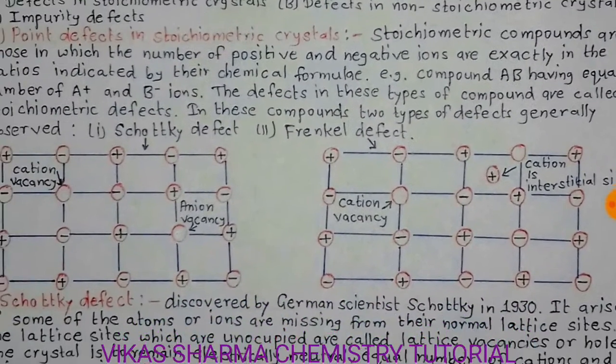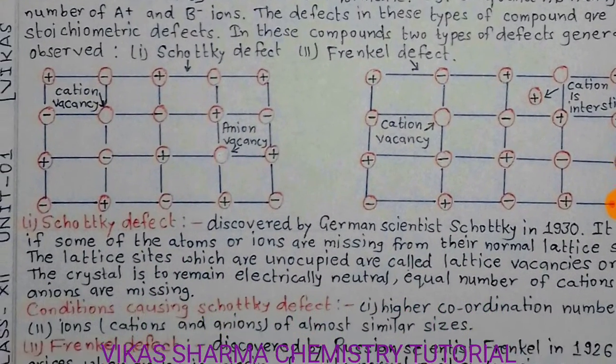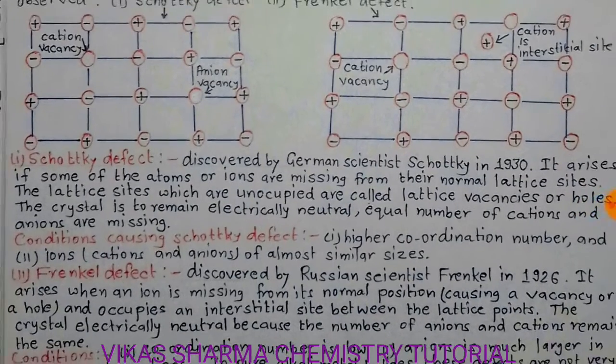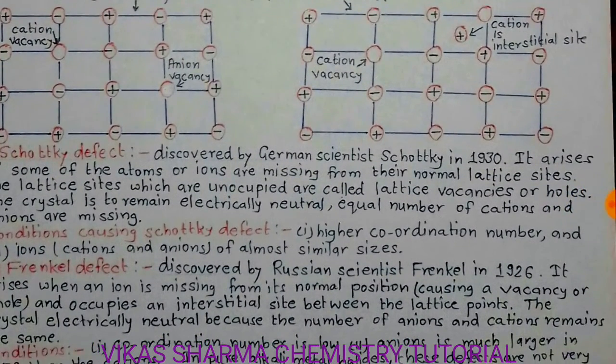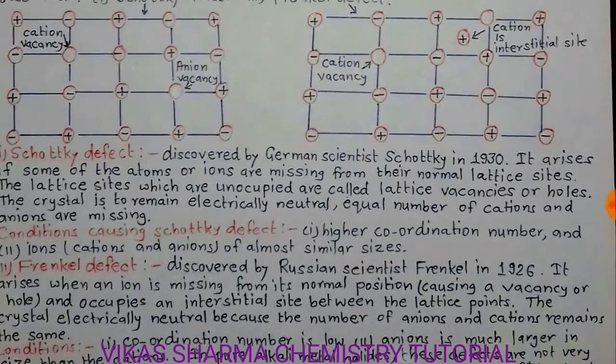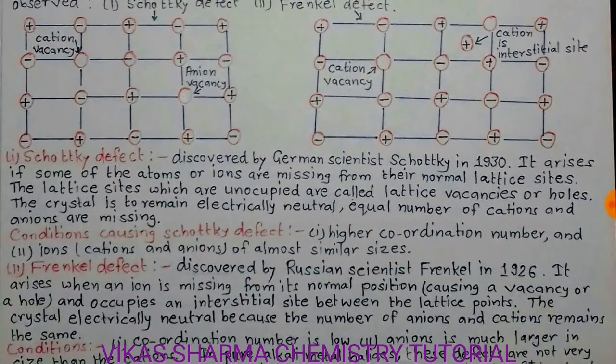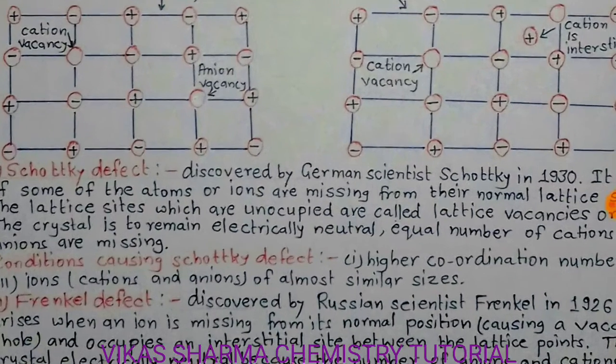So student, first we study the Schottky defect. Discovered by the German scientist Schottky in 1930, it arises if some of the atoms or ions are missing from their normal lattice sites. The lattice sites which are unoccupied are called lattice vacancies or holes. For the crystal to remain electrically neutral, an equal number of cations and anions are missing.